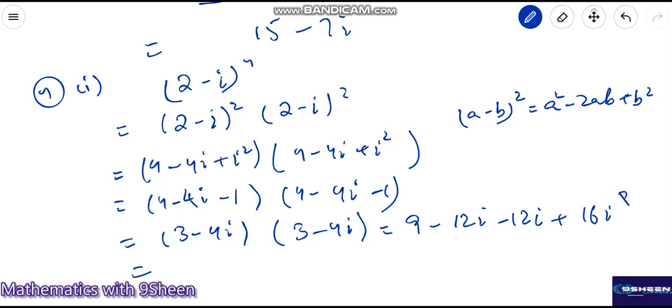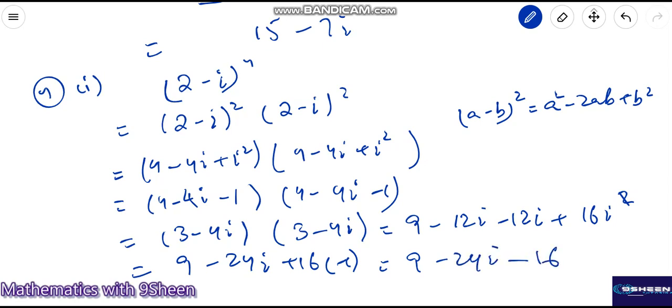Now 9 as it is, minus 12 iota minus 12 iota is minus 24 iota, plus 16 iota square, and iota square is equal to minus 1. That's why you have 9 minus 24 iota plus minus minus 16. It's real, it's also real. You have 9 minus 16 is minus 7, and minus 24 iota.